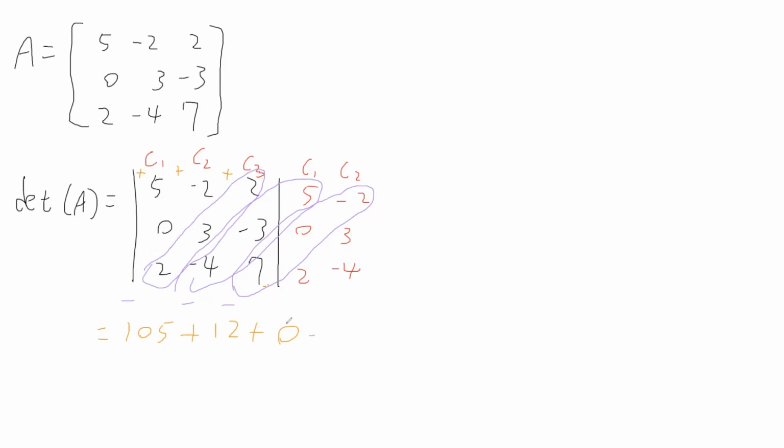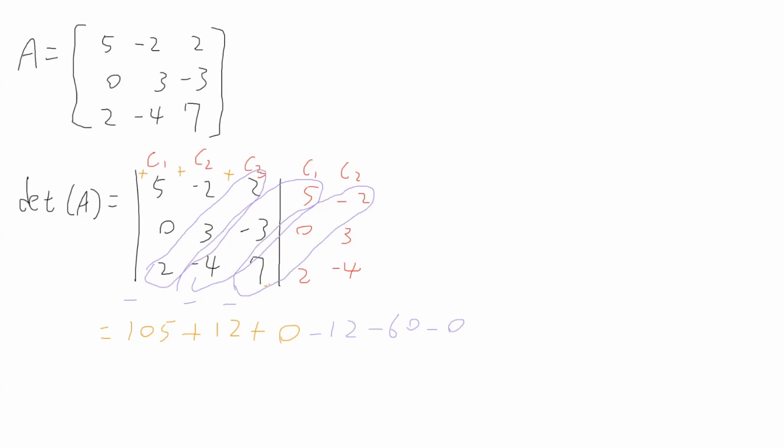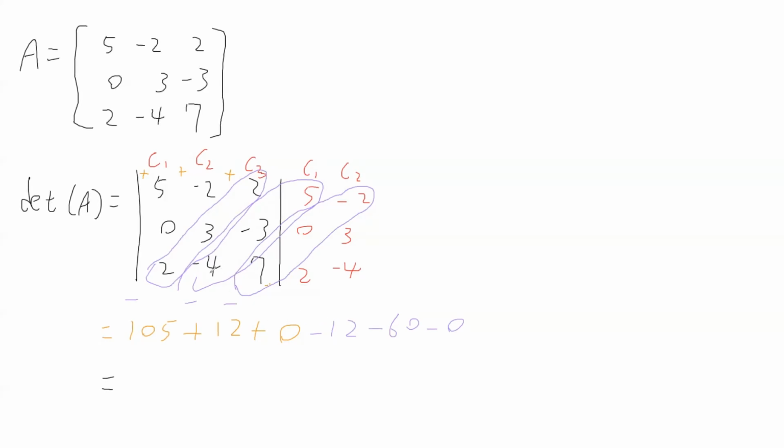All right, so first, subtract 2 times 3 times 2, that's 12. And then subtract -4 times -3 times 5. So -4 times -3, that's 12, times 5 is 60. And then subtract 0. Okay? No, 0. Right? And let's see what that gives us. So we have 105, minus 60, and the 12s cancel. And that gives me 45.